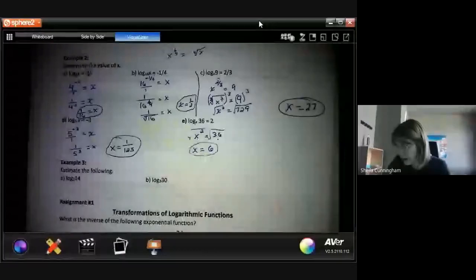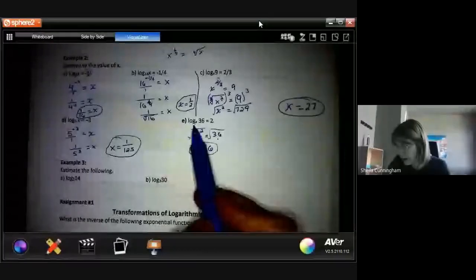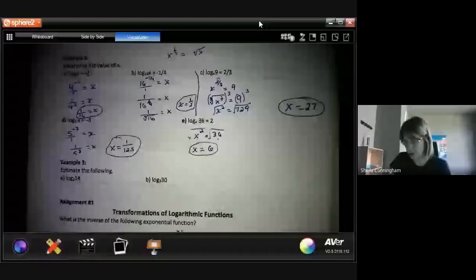And think about it, if I put a 6 back in here for x, I'm going 6 to the power of 2. Does that give me 36? Sure does, right? So you can always go back and have a look to see if it actually makes sense with what you're working with.